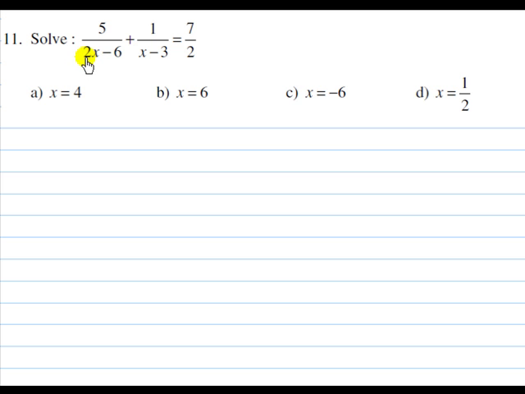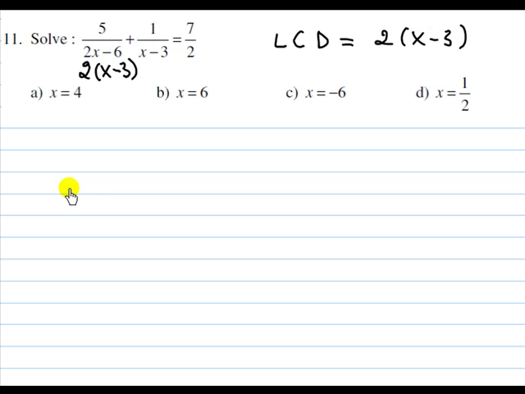And in this case, in order to do that, we have to factor this denominator, since those two are not factorable. So 2x minus 6, we see that the greatest common factor is 2. If I factor 2 out, I'm going to get 2 times x minus 3. Now look at all three denominators: 2 times x minus 3, x minus 3, and 2. We see that the LCD, the least common denominator, is 2 times x minus 3.